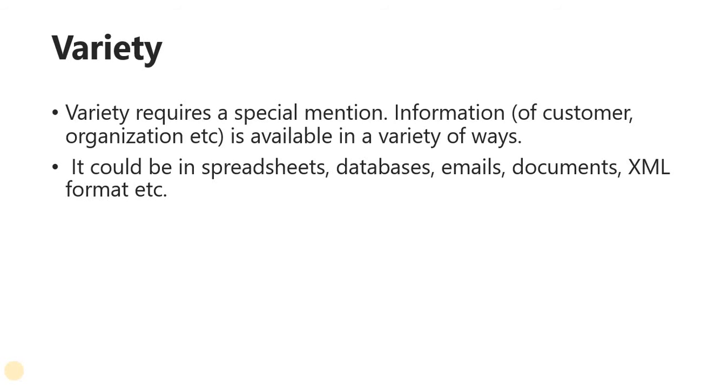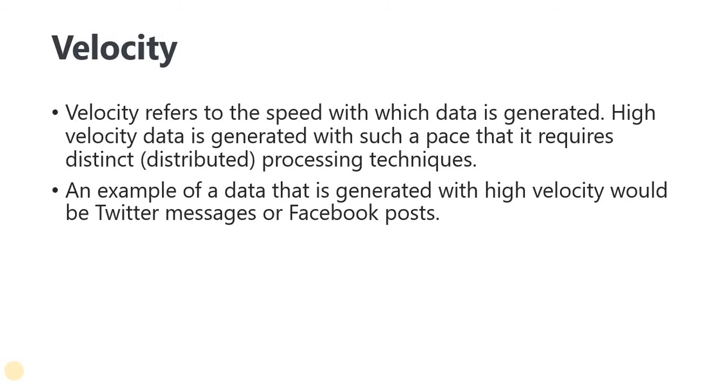Next is variety. Variety requires a special mention. Information is available in a variety of ways, from the data sources we are getting our data. Because it is coming from multiple sources, the format of the data is very different from each other. It could be a spreadsheet, databases, emails, documents, XML format. Yes, it can be anything. So it has a variety of data at one location.